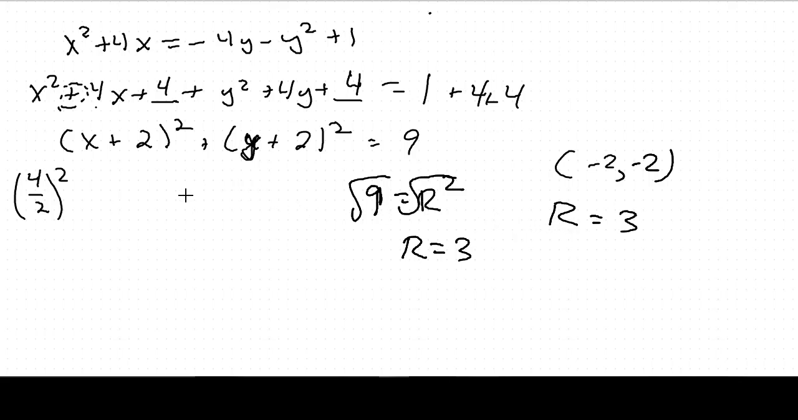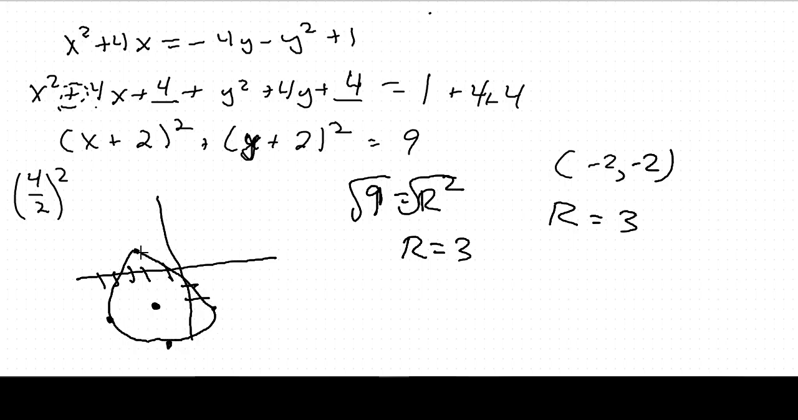And so if I'm drawing this, the center of my circle is going to be there. And then my radius is 3. So I go 3 to the left. I go 3 up. I go 3 this direction. And then I go 3 down. And then I just connect the dots. And that's a horrible circle, but I tried. So that's how you do that.